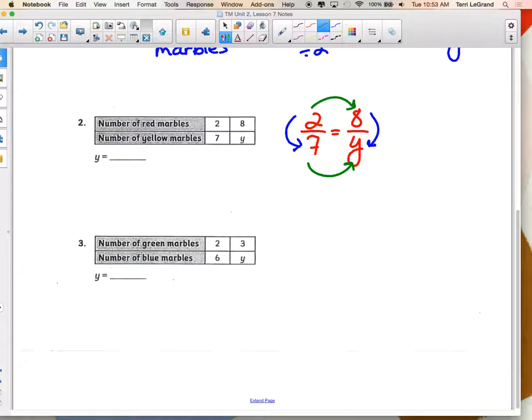Let's try horizontal. Hopefully that'll work. How about horizontal? What do you have to do to 2 to get 8? Times it by 4. Oh, that one's nice. Okay. So our equation is going to be what? What would we write for an equation? 7 times 4 equals y. So what is 7 times 4? 28.